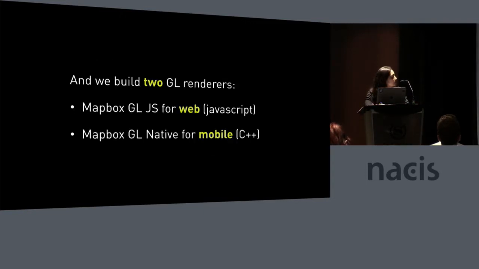And we also have to build everything twice because we have two GL renderers. We have one for web and one for mobile. And these different platforms have different limitations and available tools in order to build them.